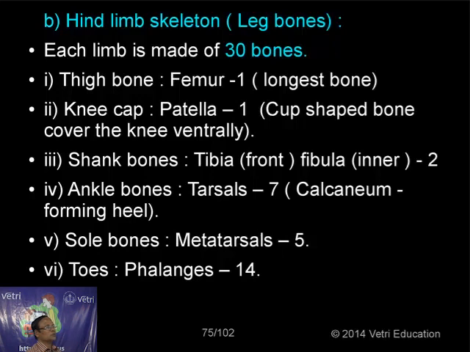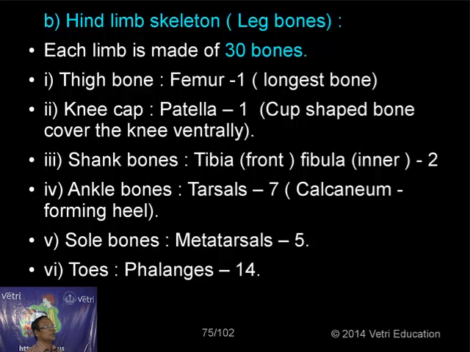The strongest bone and the longest bone in the body is the thigh bone, the femur. It articulates with the pelvic girdle. And likewise the humerus articulates with the pectoral girdle. Now after the thigh bone, we have the kneecap, called the patella. This is an additional one, a cup-shaped triangular bone covering the knee joint anteriorly.